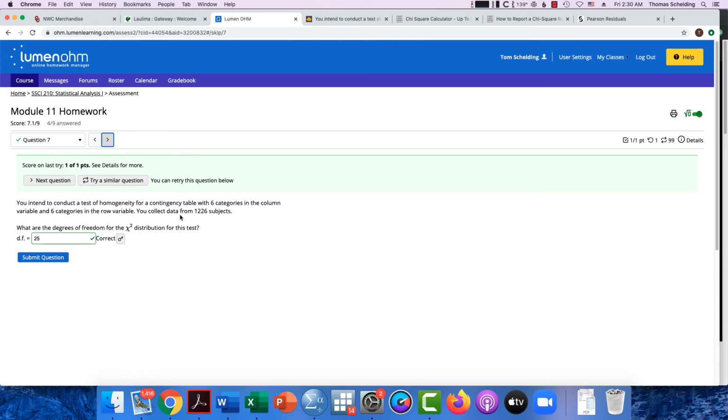Degrees of freedom. Let's just talk about what the calculation is for this. That would be your number of rows minus 1 times your number of columns minus 1. So 6 minus 1 times 6 minus 1 gives you 5 times 5. That's your equation for degrees of freedom.